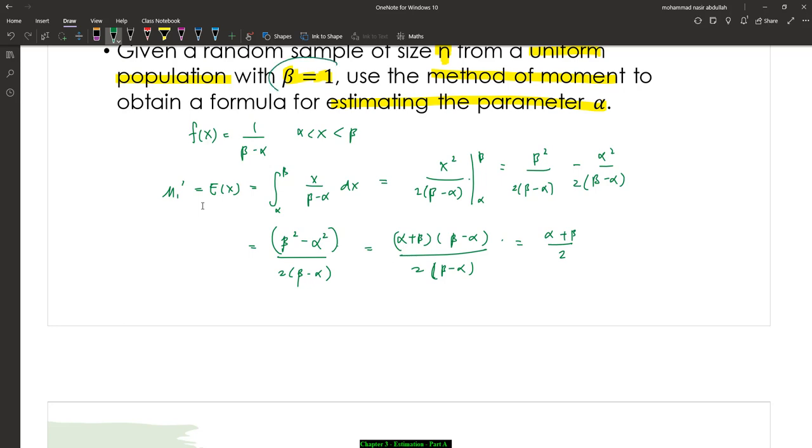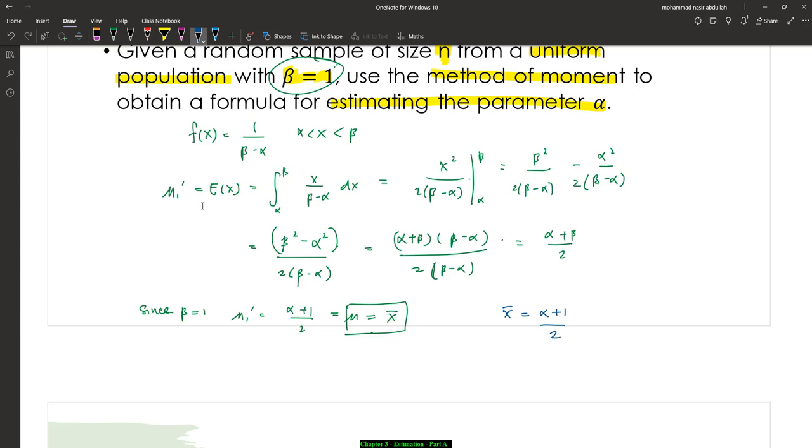So since beta is equal to 1, so mu 1 prime should be equal to alpha plus 1 divided by 2, which is also equal to mu, so equal to the average lah. So this is expected is equal to average kan. So next we need to equate to the sample statistic, right, which is x bar, right? So x bar equal to alpha plus 1 divided by 2.